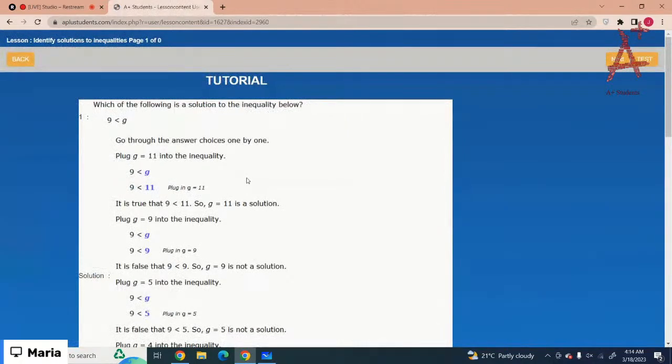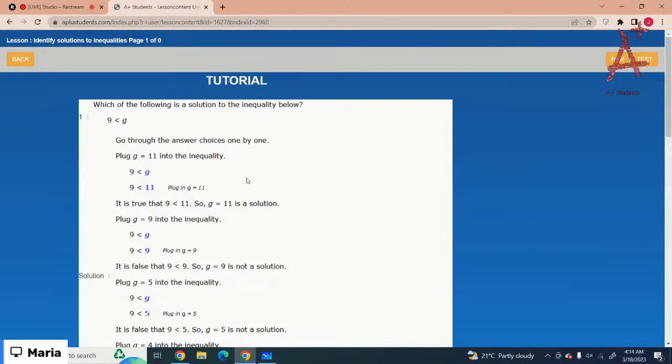Okay, identify solutions to inequalities. Let's just start with the first lesson. Which of the following is a solution of the inequality below? So basically the inequality is 9 is less than G. So you are given the options. They are 11 and 9. So is 9 less than 11 true or false? It is true. 9 is less than 11.